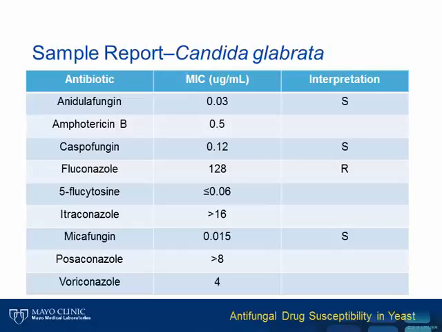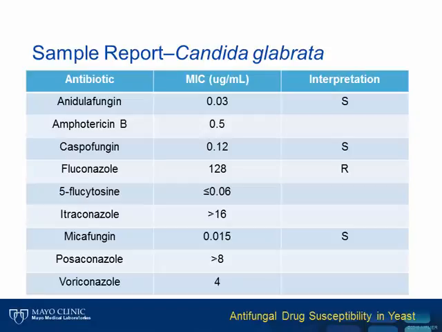This slide presents a sample report for an isolate of Candida glabrata. Interpretive criteria are available from CLSI for the echinocandins, which are anidulafungin, caspofungin, and micafungin, and as you can see, all are reported as susceptible on this report. Typically for the echinocandins, if one agent is susceptible, the other 2 agents will be susceptible as well. But this is not always the case, so testing of all 3 echinocandins is recommended when possible.